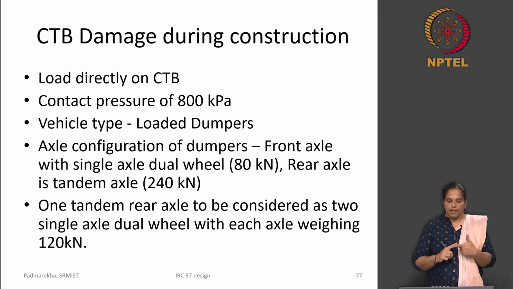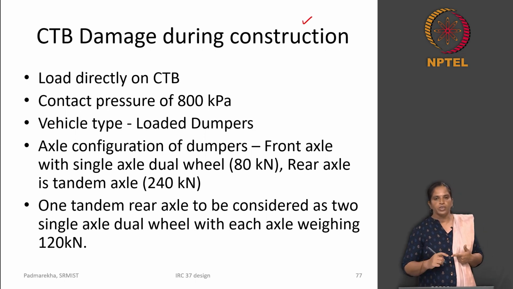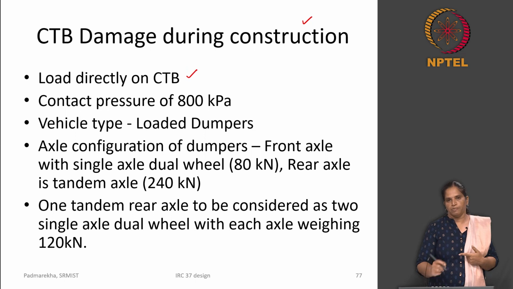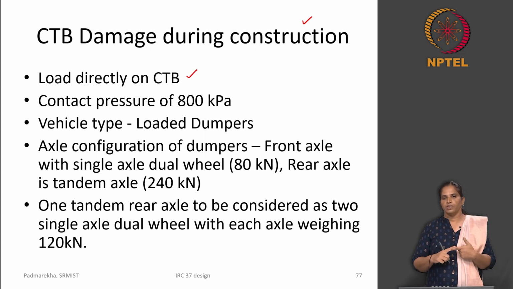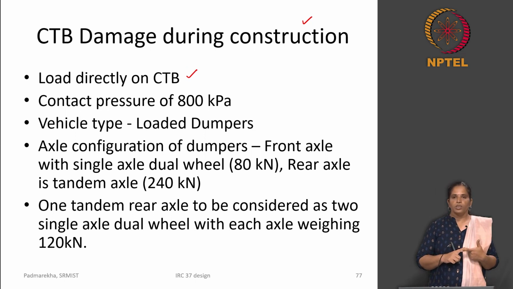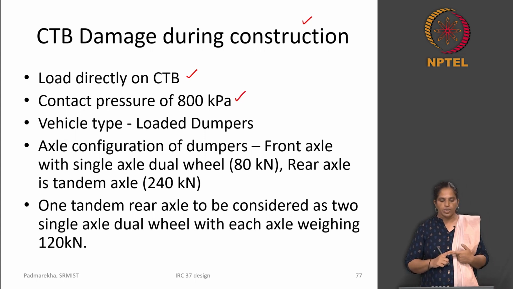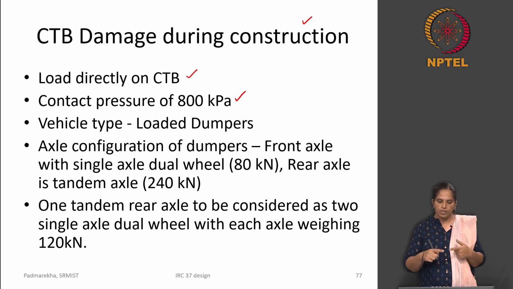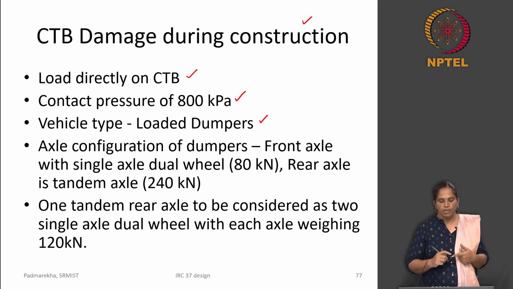Now the next analysis is the cement treated base layer damage analysis that happens during the construction process. During the stage of construction, the load is going to directly act upon the cement treated base here, and keep in mind that the cement treated base is a rigid plate here. So we use a contact pressure of 800 kilopascal for the analysis. The vehicle type that is going to act on the pavement is just a loaded dumper.